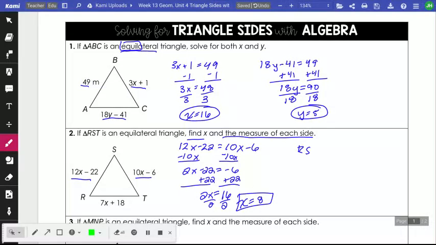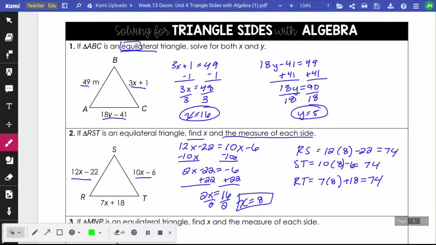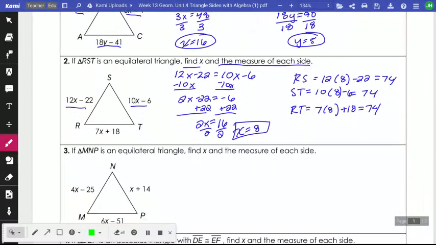So I'll have RS is 12 times x, in this case 8, minus 22 is equal to 74. I will find ST. ST is 10 times 8 minus 6 is equal to 74. And my last side is RT, and that is 7 times 8 plus 18 equals 74. And those should match. Okay, in this case they do.